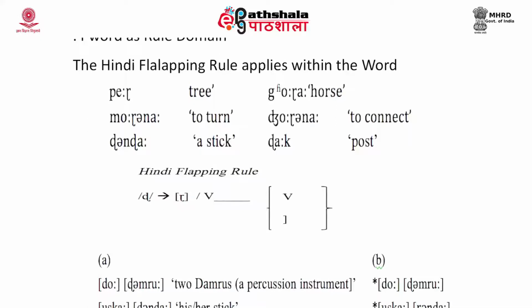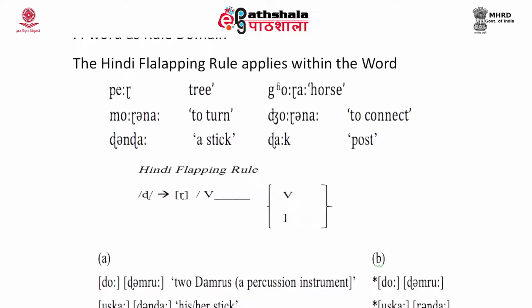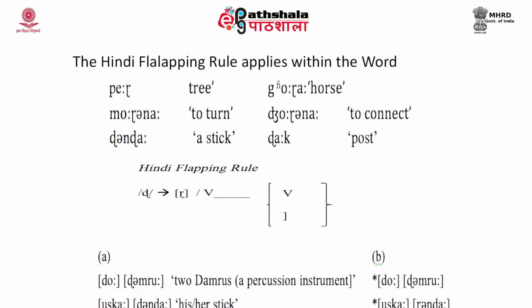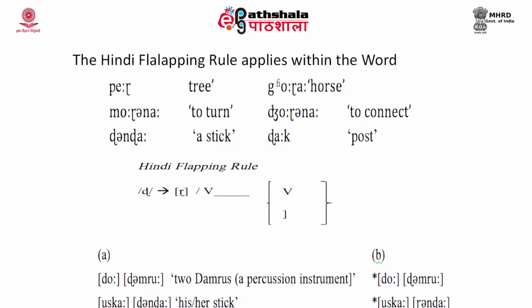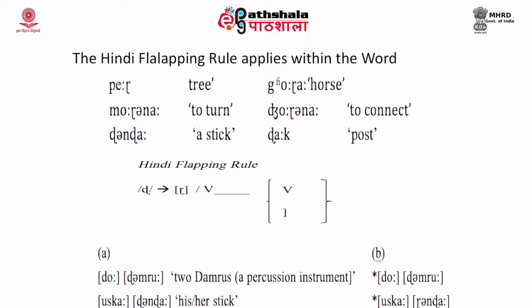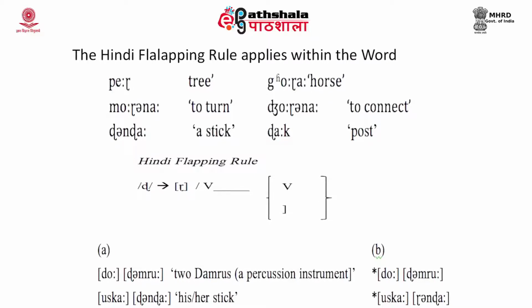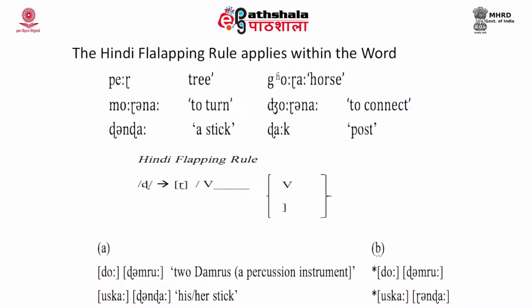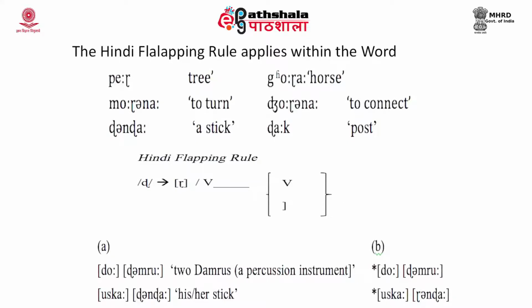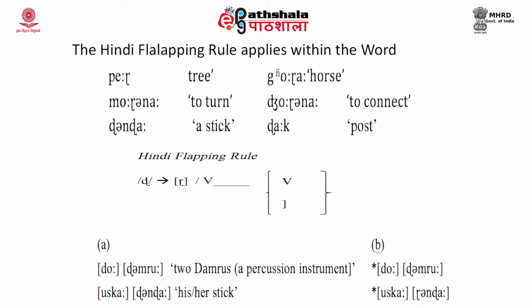Now, these two are good examples. The others illustrate them. So we have modana, jodana, danda, and dak. As you see, da doesn't appear between two vowels or at the end of words. So in all other contexts, it is da.